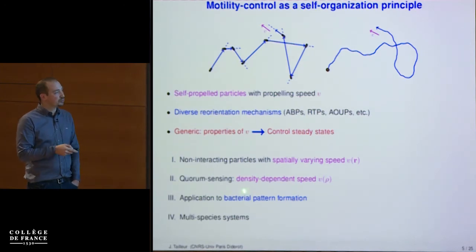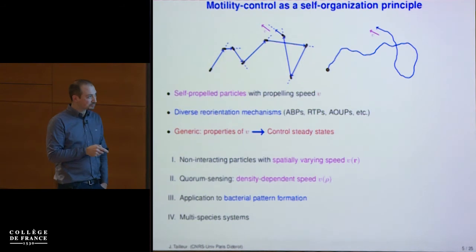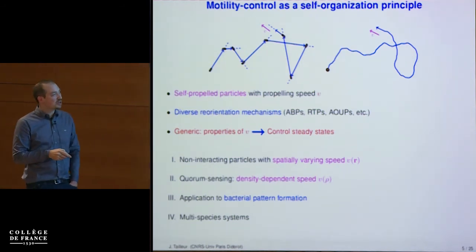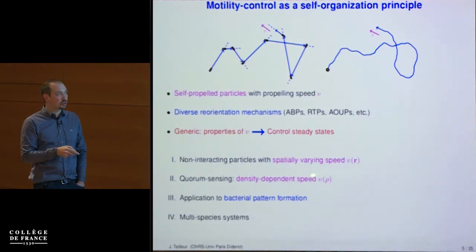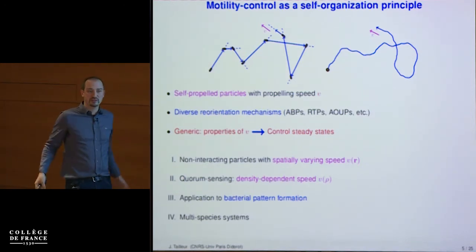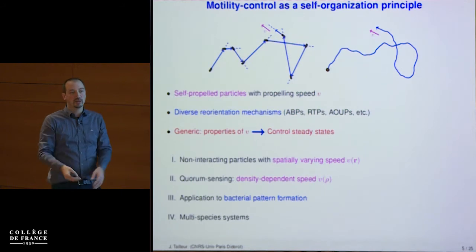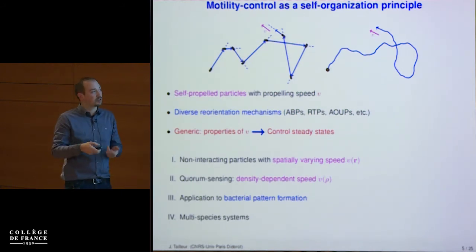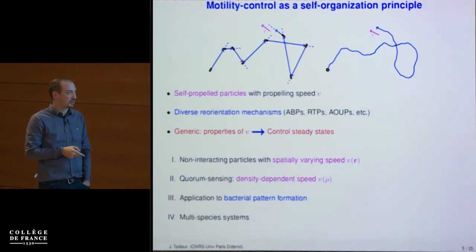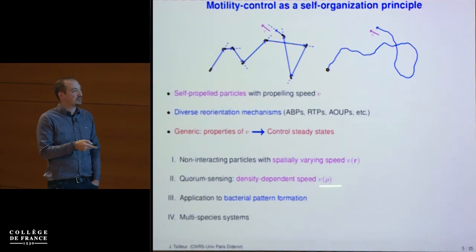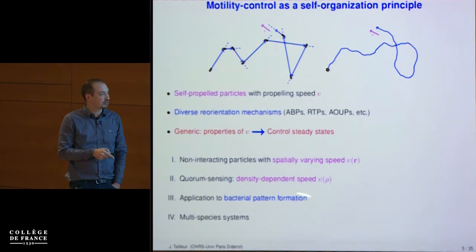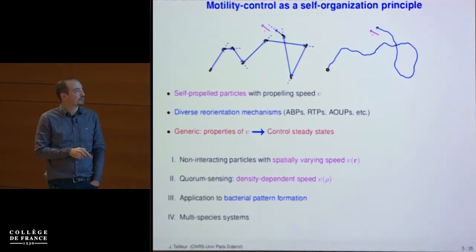Then I will be moving to interacting systems, and I will be discussing what people call quorum-sensing interactions, which is a type of interaction in which your velocity depends on the local density. Imagine you're running in the subway to catch a train. If there are lots of people around you, you run slowly. If there is nobody, you can run fast. That's this type of interaction. And then I'll discuss applications of these to bacterial pattern formation for both single-strain and multi-strain systems.